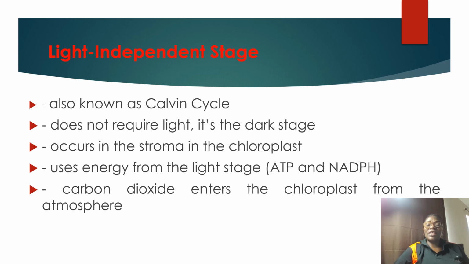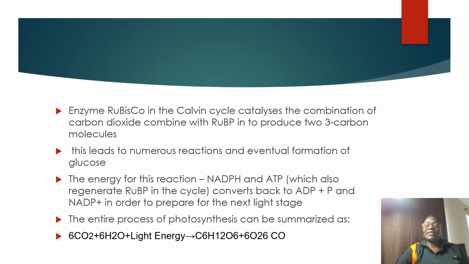It takes place in that part of a chloroplast that is referred to as the stroma, and it uses the energy, like I said the other time, from the last stage, which is the ATP and the NADPH. And this is the time that carbon dioxide is also being absorbed by the plant. The carbon dioxide enters the chloroplast from the atmosphere, and when this happens, you have a particular enzyme that is present in the Calvin cycle, which is referred to as rubisco.